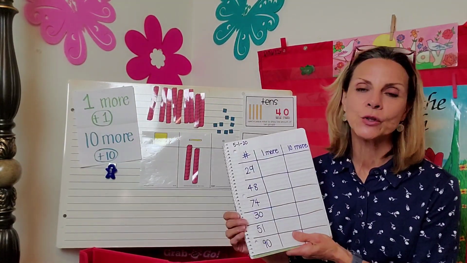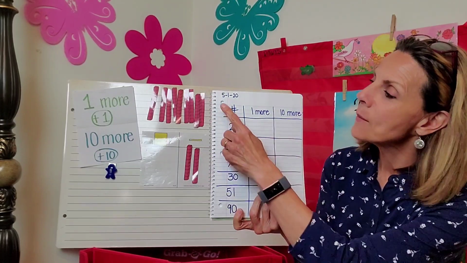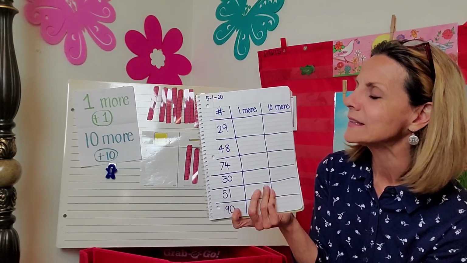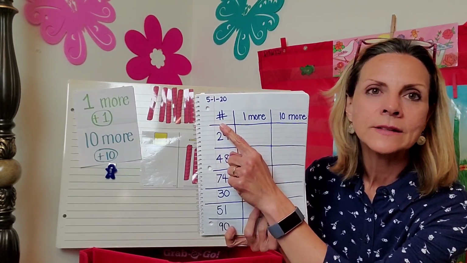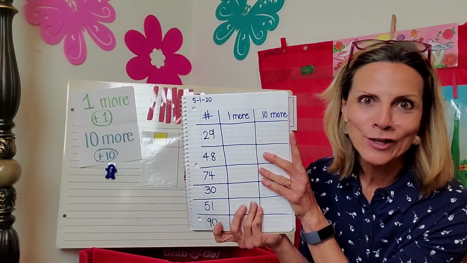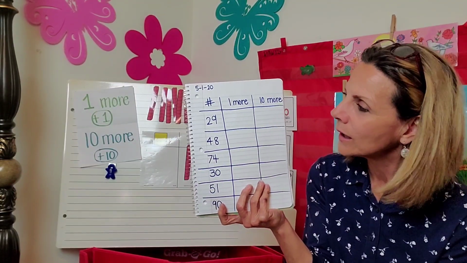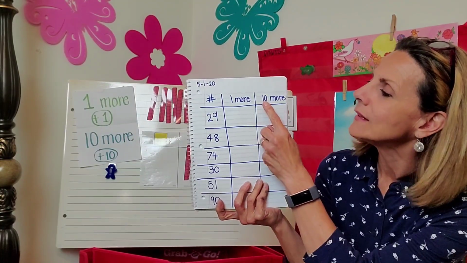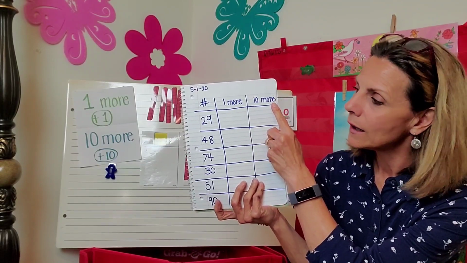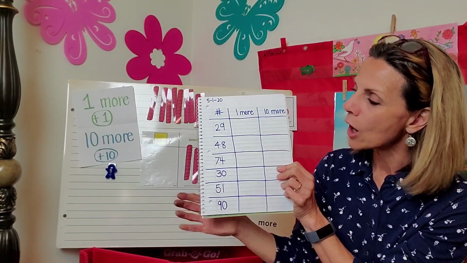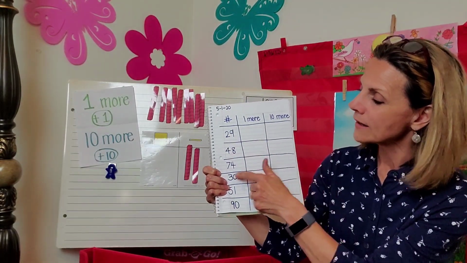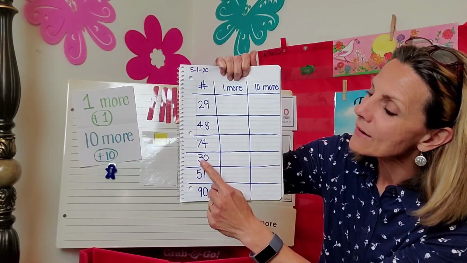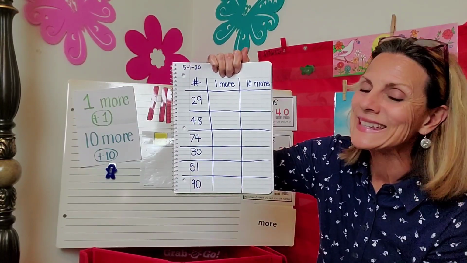So here's the activity you're going to do independently. Now the day I'm working on this is 5/1, so whenever you work on it, go ahead and label your date. And what I did, I just used this little symbol right here. Looks like a tic-tac-toe board. That's a symbol for number. And then next door to it, I scooted it over a little bit, 1 more, and then 10 more. And I went ahead and drew some lines all the way down, just kind of made some boxes. And then I wrote 29, 48, 74, 30, 51, and 90.